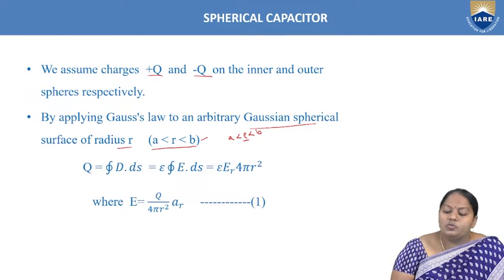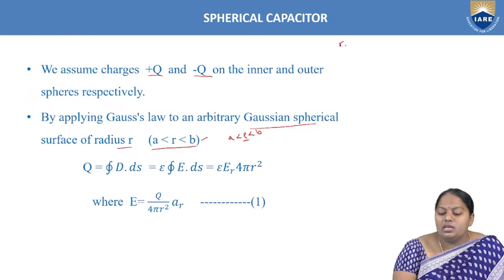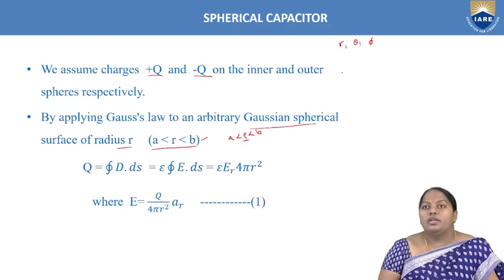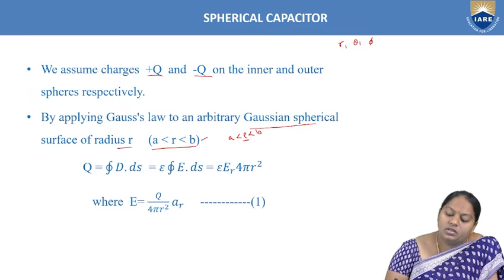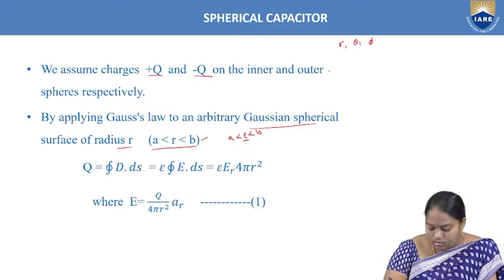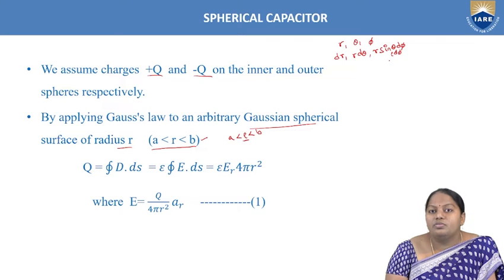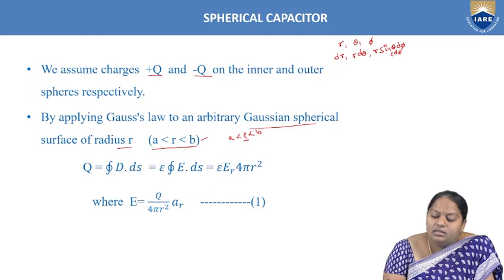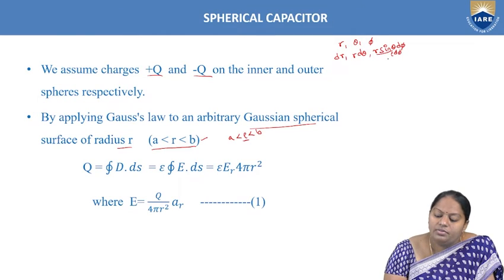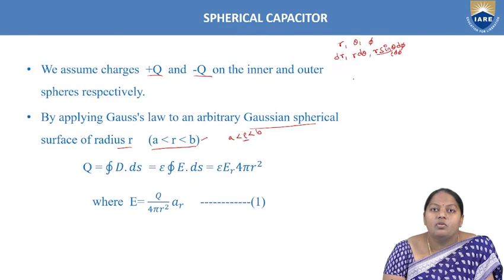So for spherical capacitors we have to consider the variables r, theta, phi, the spherical coordinate system, along with the differential components. Those differential components are dr, r d theta, and r sin theta d phi. In the transformation between cylindrical and spherical, rho is given by r sin theta. Hence, in place of rho d phi, we consider r sin theta d phi. So these are the three differential components in the spherical coordinate system.